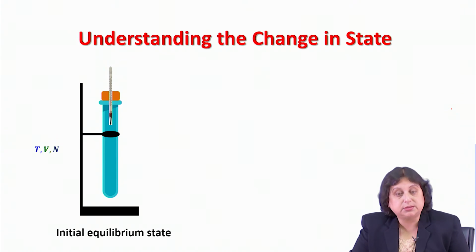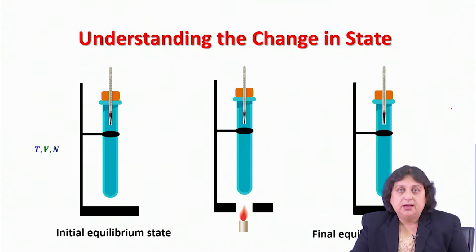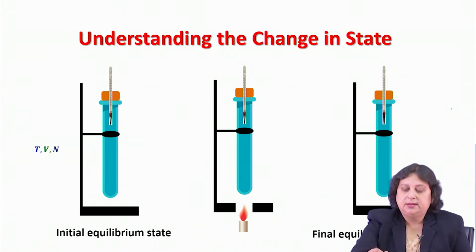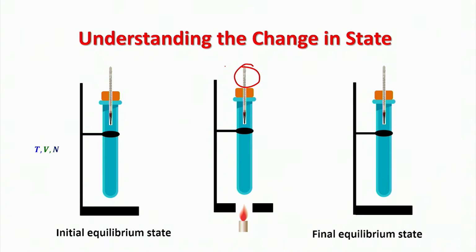Then you will have to perturb the system. And when you perturb the system, for example, you can heat the system and then allow the system to reach a final equilibrium state. So after some time, you will find the reading of this thermometer has attained a value which is independent of time. So that is another equilibrium state, and this equilibrium state will be characterized by some other value T prime of the temperature of the system, volume V, and the number of particles N.